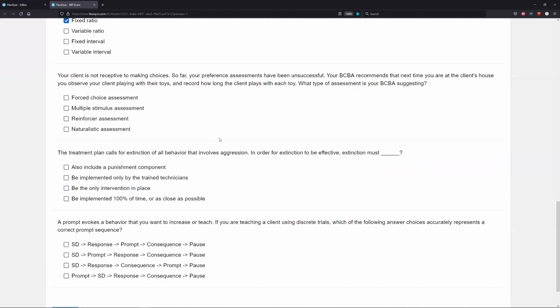And if your client can't make choices, that kind of rules out a forced choice assessment, because you're presenting two items, and if they can't make a choice, then they might just pick the right item every time or the left item every time, or they might not care, right? Or if you're doing a multiple stimulus assessment and you're asking them to choose from an array of items, they might just swipe the items. They might not play with the items, okay?